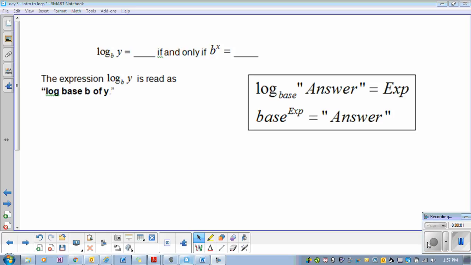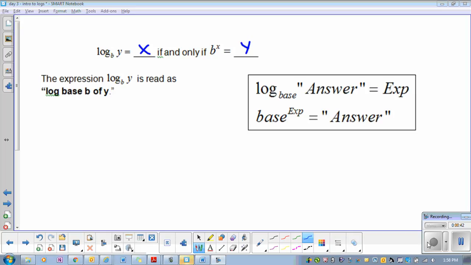In brief, we're going to talk about logs. Not just graphing, but actually rewriting logs from exponentials and from exponentials to logs. We're also going to talk about evaluating logs. Up at the top it says log with the little b and the y equals x, if and only if b to the x equals y. That's how you write it back and forth.